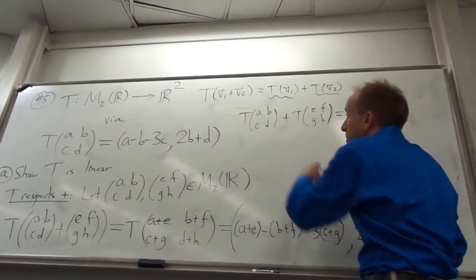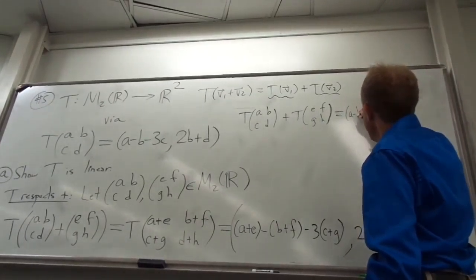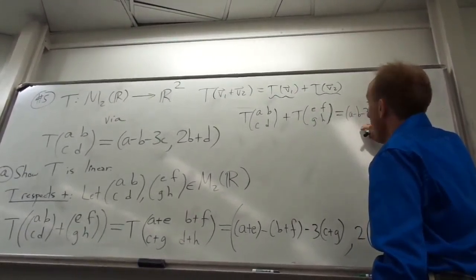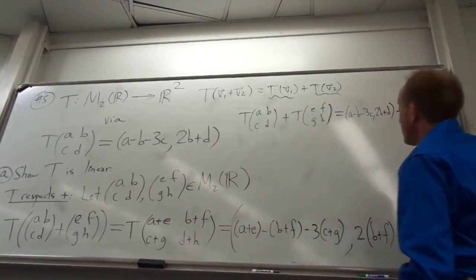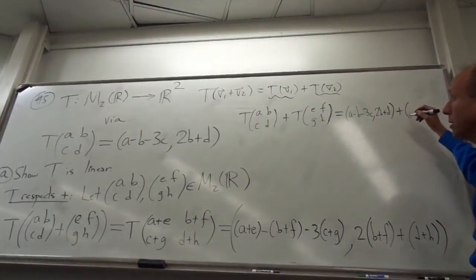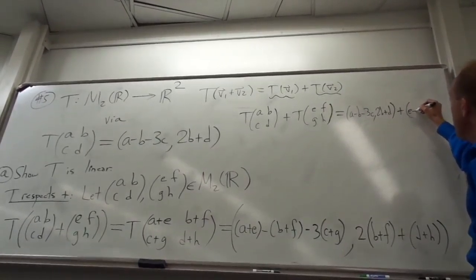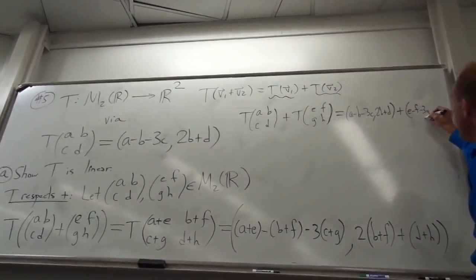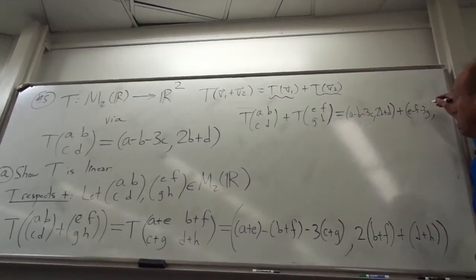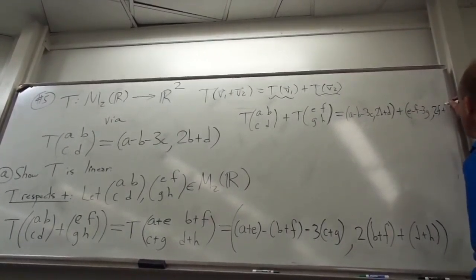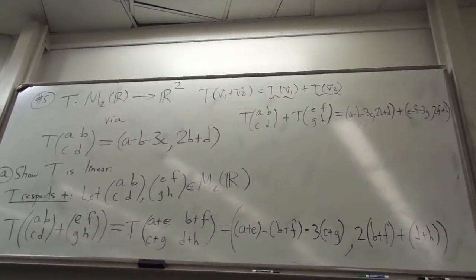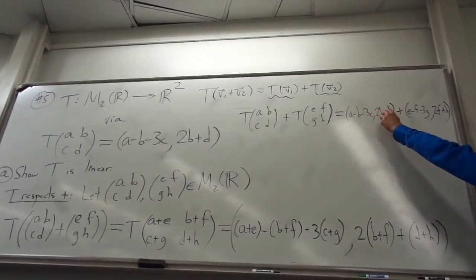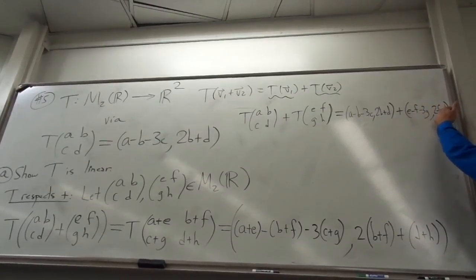So T of A, B, C, D is just, of course, A minus B minus 3C, comma, 2B plus D. And we're going to add that to the second vector here, which is going to be E minus F minus 3G, comma, 2F plus H. Everybody good with that? Did everybody see what I did? Basically, the A, B, C, and D, I'm changing them to E, F, G, and H on the second vector.